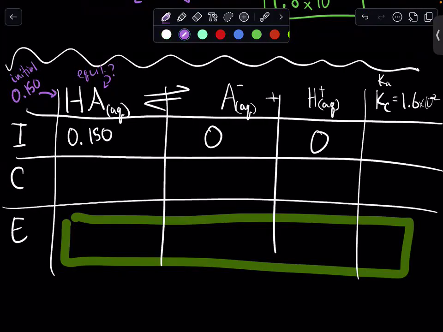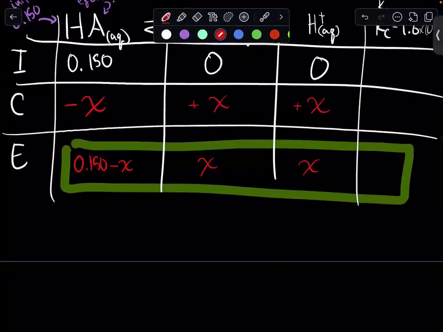So we're going to say we decrease by some amount x. Once again, because our coefficients are 1, if we decrease by x, we'll increase by x. And our final equilibrium values will be 0.150 minus x. And our equilibrium values for others will be x and x. So now we just have to plug it into our equation for Kc, which we do actually know this time.